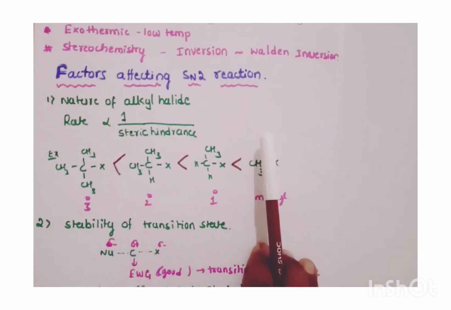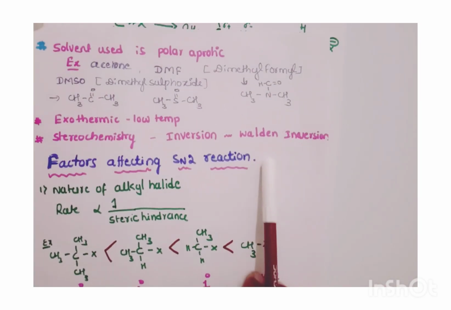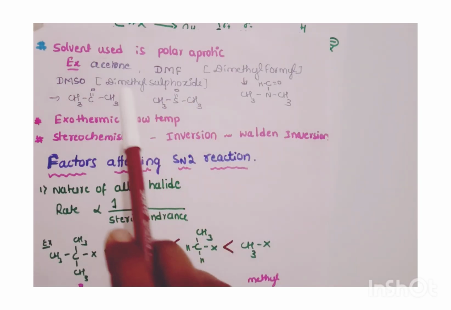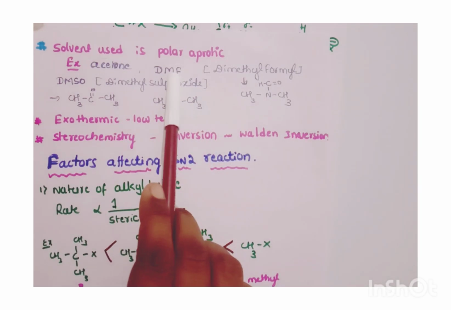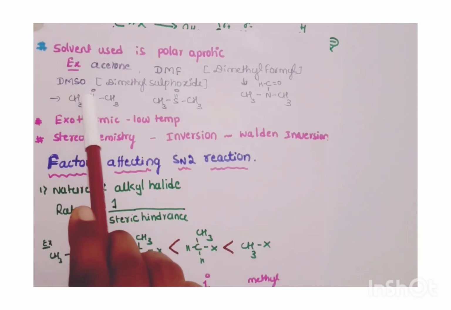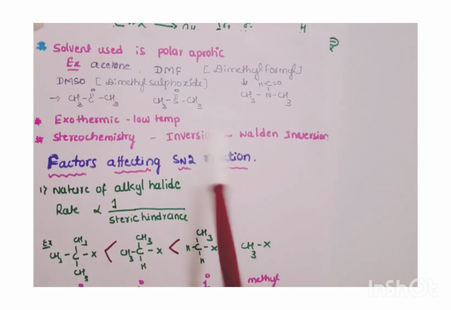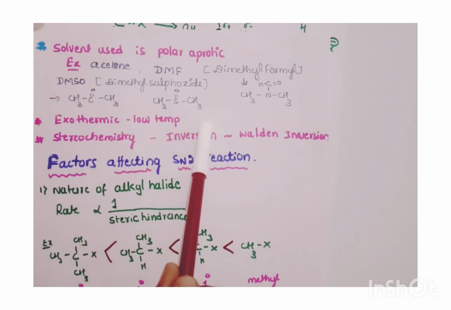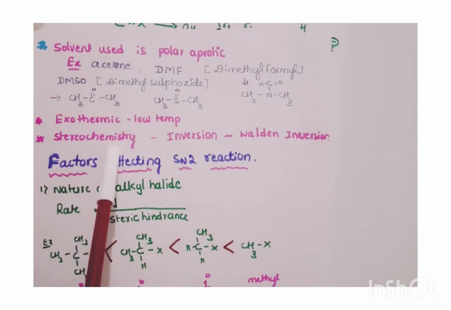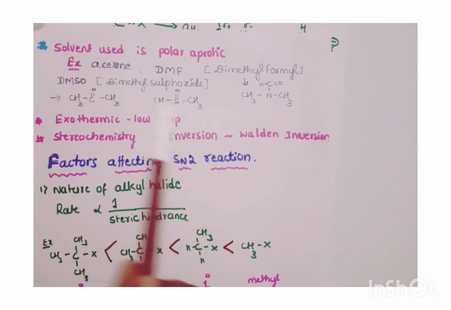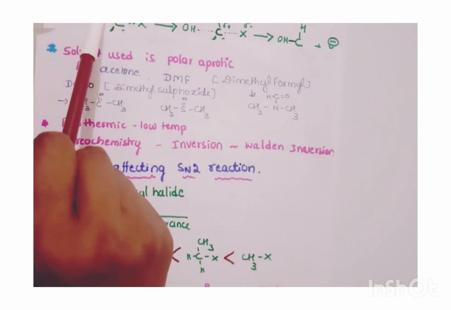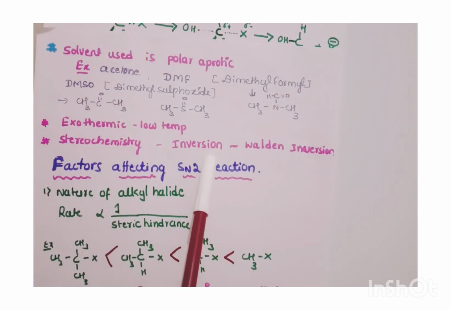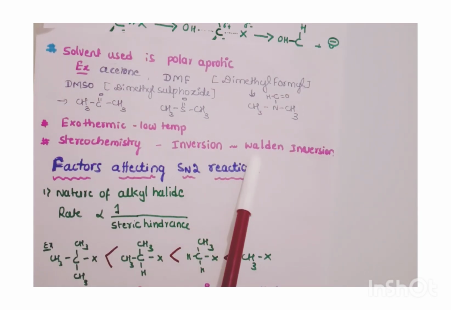And in this reaction, the solvents used are polar aprotic solvents, for example acetone, DMF and DMSO. These are polar aprotic solvents. And as with SN1 reaction, this is also exothermic and favored at low temperature. And here the stereochemistry is inversion, meaning the nucleophile attacks from the backside. Therefore, inversion of configuration takes place. This is known as Walden inversion.